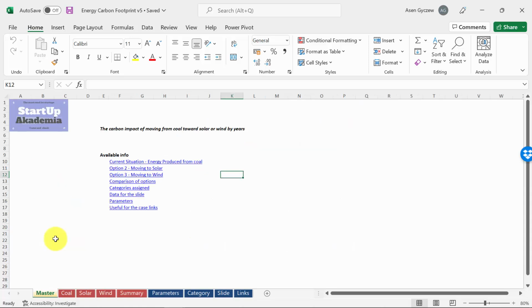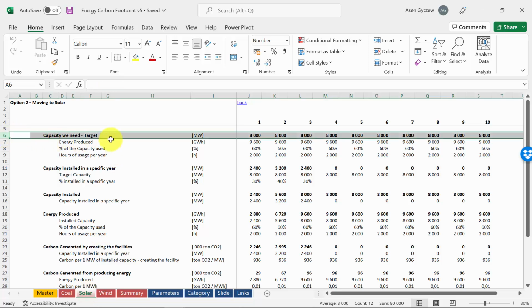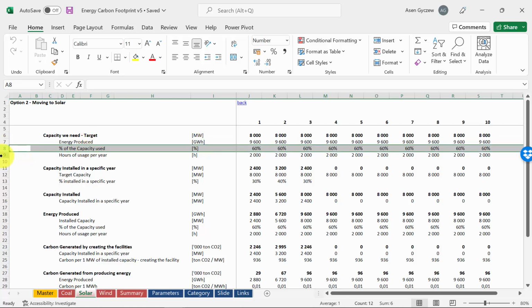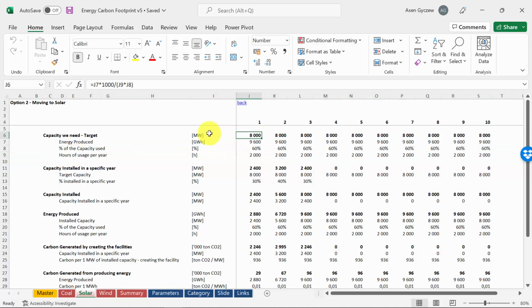I hope you managed to solve the case on your own. Now let's go through the solution together. Please open the file attached to the lecture, which is called Energy Carbon Footprint version 5, and we will go to the sheet solar. First, we start with defining the capacity that we need in terms of solar panels to produce the 9.6 thousand gigawatt hours every year. Given the capacity factor of 60% and assuming 2000 hours of work per year, we need 8000 megawatts, so 8 gigawatts of capacity.